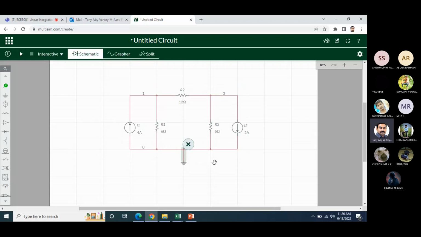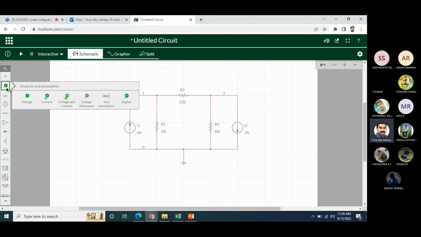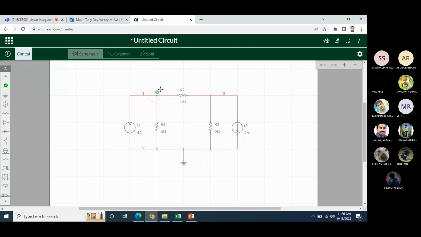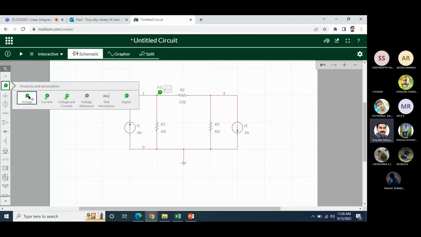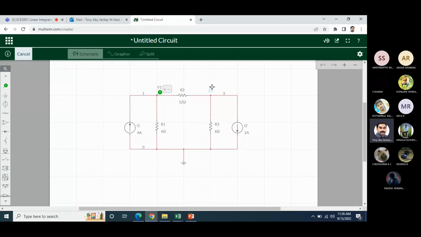Okay, so I have connected the complete circuit. Now what you have to do is, I want to measure the voltage and current. So here you go to analysis and annotation, you can see voltage probe. Click on that and place it here. If you want to change the name, you can change it. I want to change it to V1. Similarly, another voltage probe, I will place it here so that I will get V2.